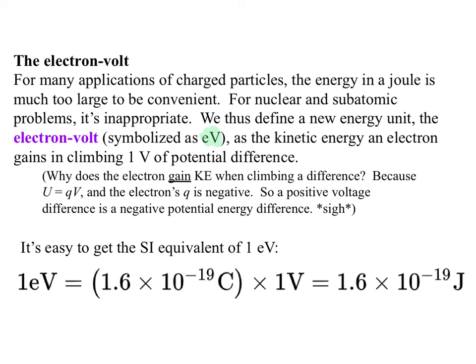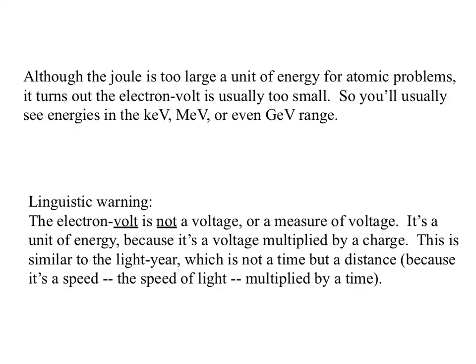It's pretty easy to convert an eV to SI units because it is literally just the charge on an electron times 1 volt. Charge on electron is 1.6 times 10 to the minus 19 coulombs. And a coulomb times a volt is a joule. So we find that 1 electron volt is 1.6 times 10 to the minus 19 joules. Pretty easy to remember because it's the same numerical factor as the actual charge itself. That is, of course, no accident at all.